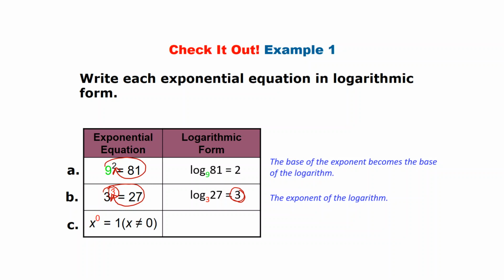Here I have to say that x can't be 0 because 0 to any power would just be 0, and it can't equal 1. So log base x of 1 equals 0. The log and the exponent can be a variable.